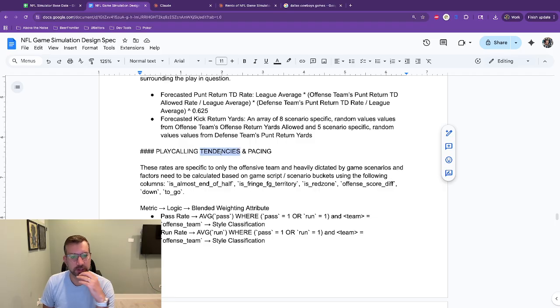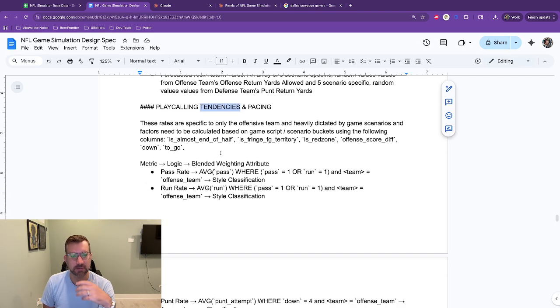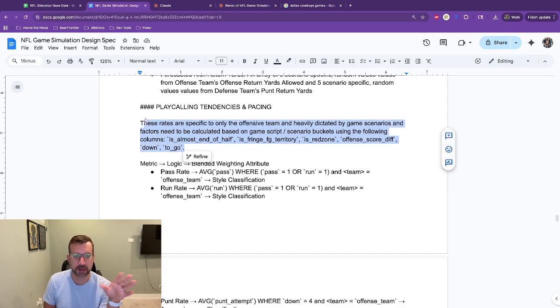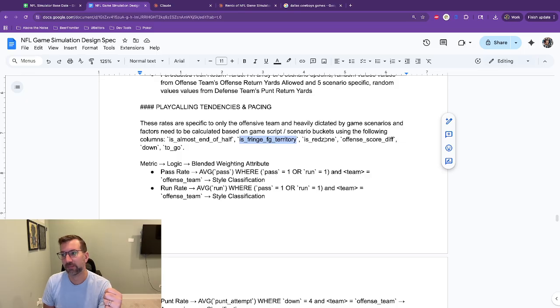And so then we come into play calling tendencies and pacing. Again, a similar situation. We're saying only the offense matters. Now we're bringing a lot more columns into play. Is it almost the end of the half? Are they in field goal territory? Because maybe if they are, they might be less likely to care if they get a first down, because they know they're going to go for it on fourth.